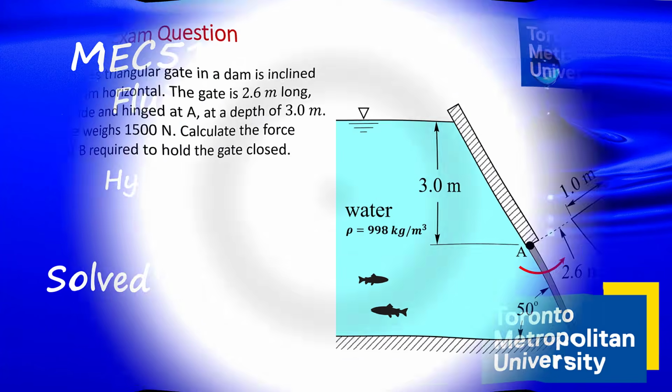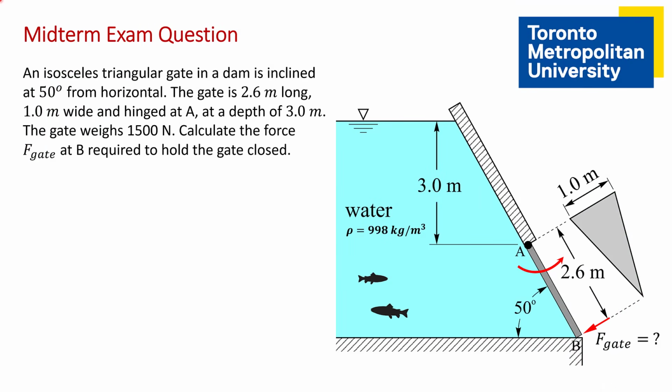Okay, this is a more complex problem involving the calculation of hydrostatic forces on a triangular gate. It's a variation on a midterm problem from fall 2014. An isosceles triangular gate in a dam is inclined at 50 degrees from the horizontal.